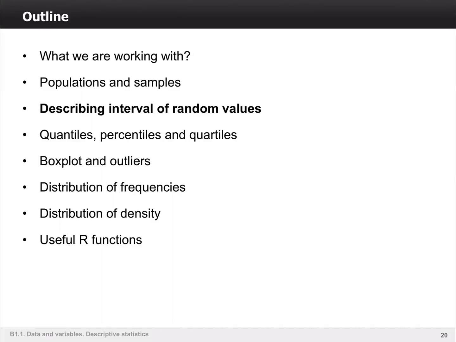Okay, now let's talk about how to describe an interval of random values. Let's say you've got a sample, say 10 glasses of water from a small lake, and you would like to analyze how much chloride is in these samples. Later we will also learn how to extrapolate this knowledge to the whole population. You can measure how much chloride is in each glass, so you will end up with 10 different concentrations, let's say in milligrams per liter.